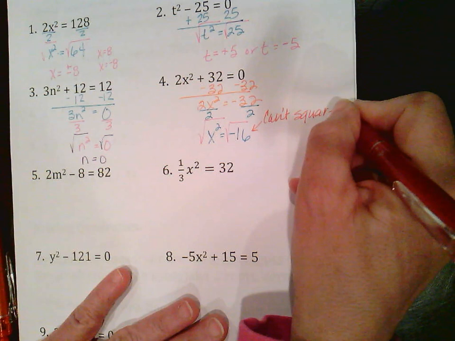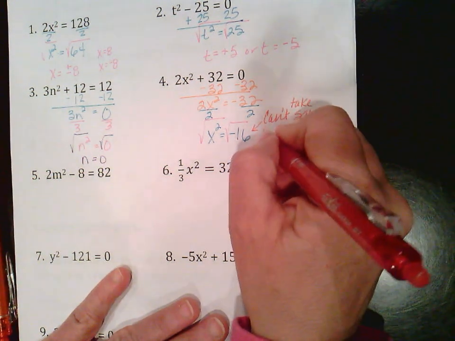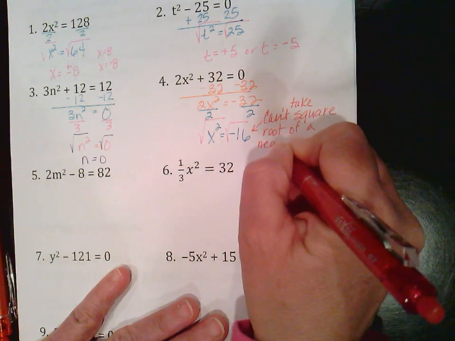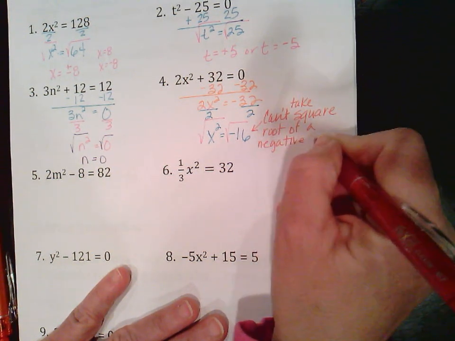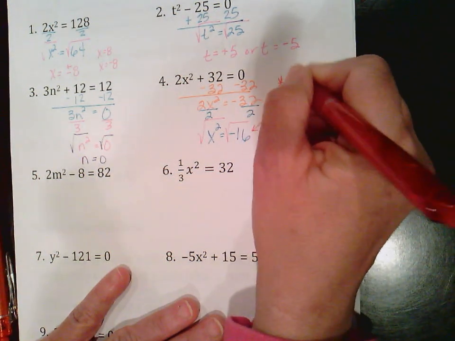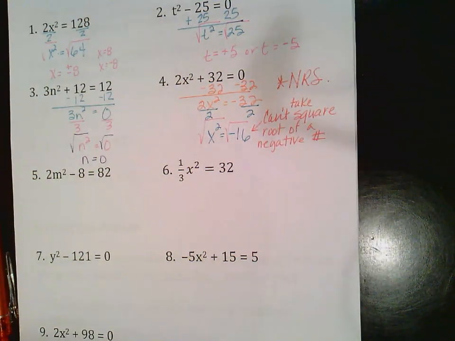You can't take the square root of a negative number. Therefore, it's no real solution, or NRS. Okay, you cannot take the square root of a negative number. We'll talk about that in Algebra 2, but for our purposes, if you take the square root of a negative number, it's no real solution.